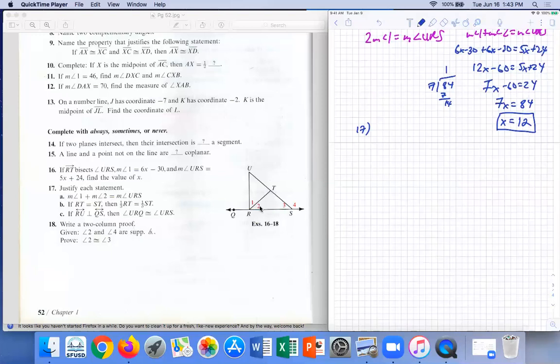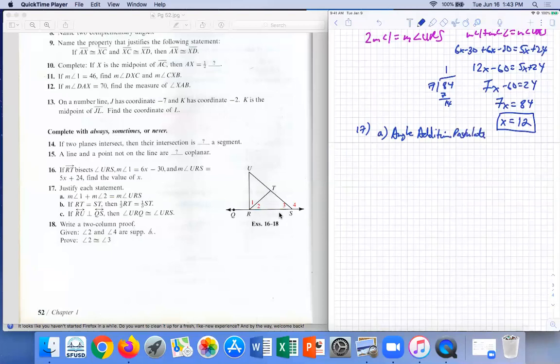The sum of the smaller parts equals the whole, right? It has nothing to do with angle bisector or anything. It's not saying 1 and 2 are equal. 1 and 2 don't have to be equal. As long as you add the 2 up, they equal the whole. So the first one is just angle addition postulate.